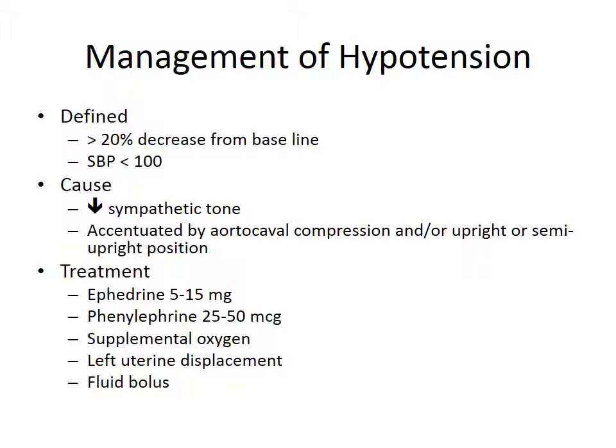Hypotension is a common side effect of neuraxial anesthesia and is defined by a greater than 20% decrease from baseline or systolic blood pressure of less than 100. Hypotension is caused by a decrease in sympathetic tone and is accentuated by aortocaval compression and/or an upright or semi-upright position. Hypotension should be treated aggressively with ephedrine, phenylephrine, fluid boluses, as well as supplemental oxygen and left uterine displacement. Also, the practitioner should have a low threshold for treating hypotension, as nausea and vomiting is often the first sign of it.